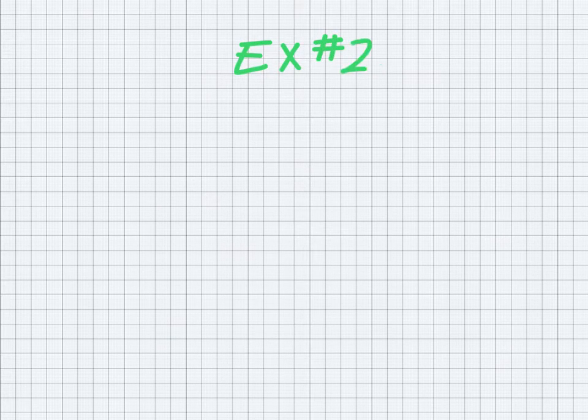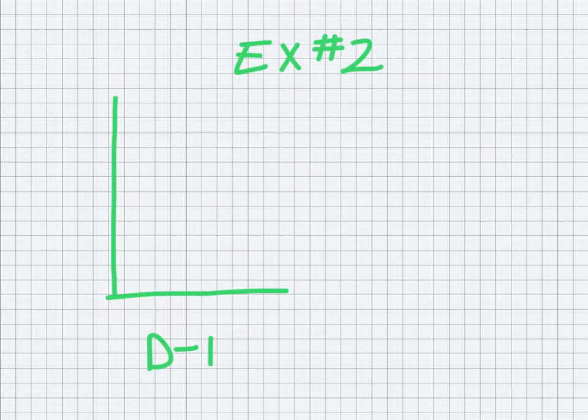Copy this down into your notebooks. Here's my first graph, distance time, and it's going to look something like this. It's basically in two parts. The first part is this flat line right here. We should know what that means. And then the second part is this upward curve. We should know what that means also.